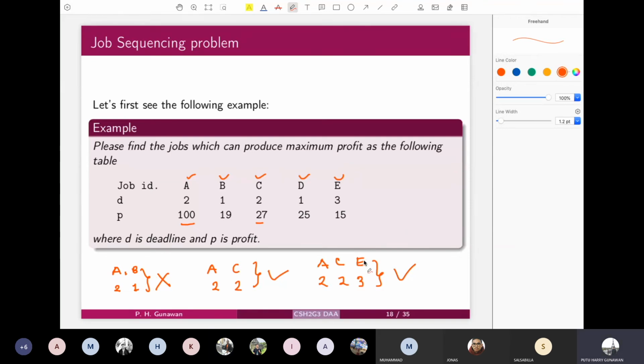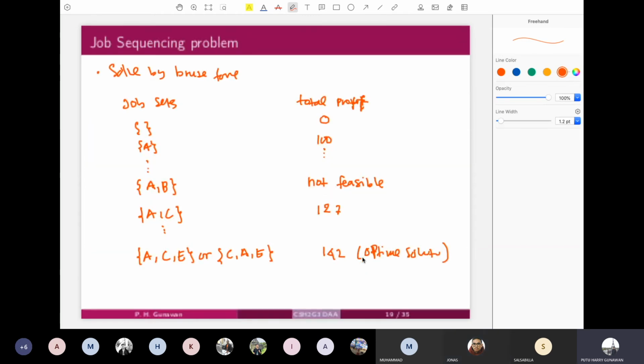Okay, so this is the deadline. Maybe the longer deadline. That means I will work on A, C, and E, since E has the longer deadline. Did you get it? Then this is the optimal solution.